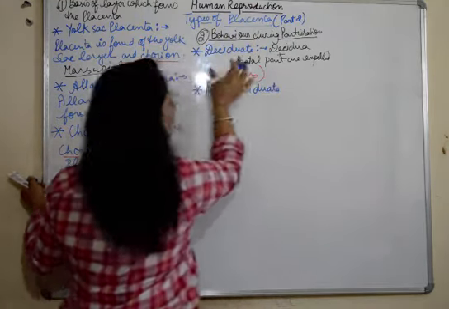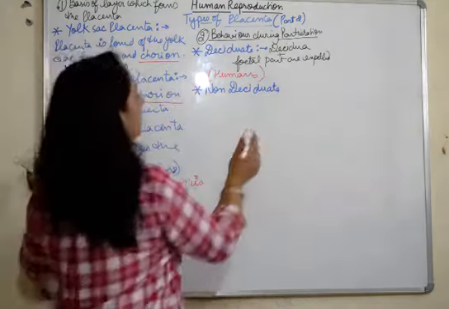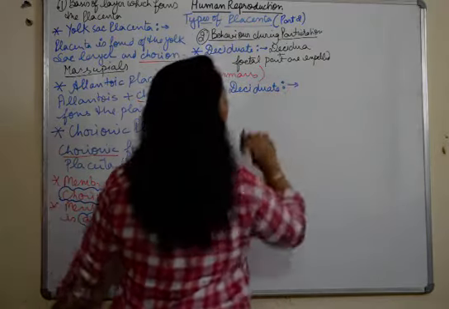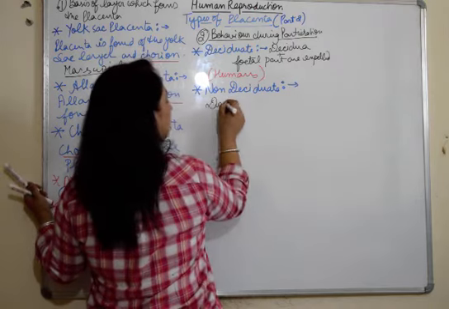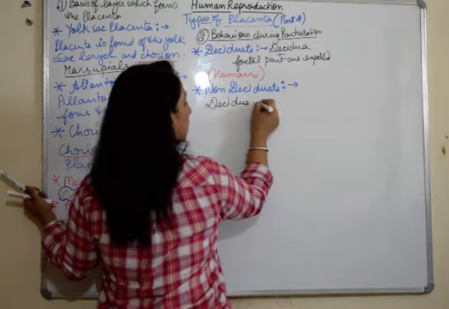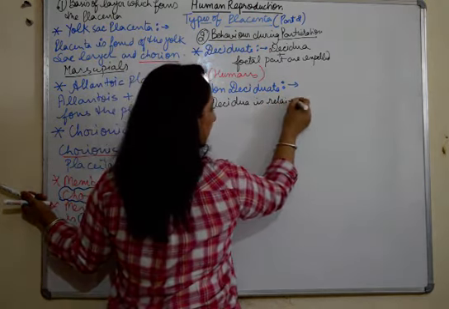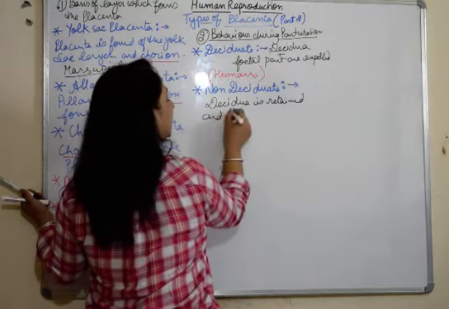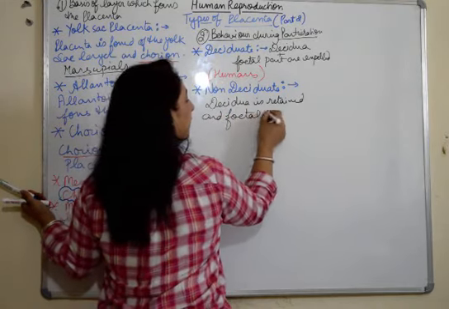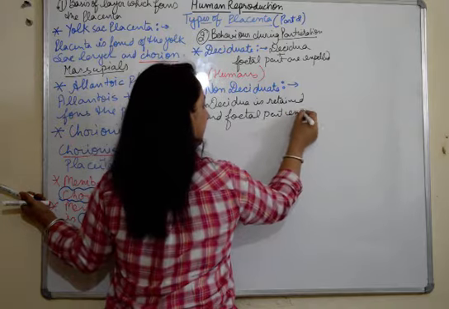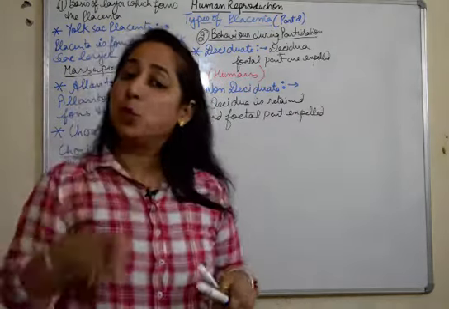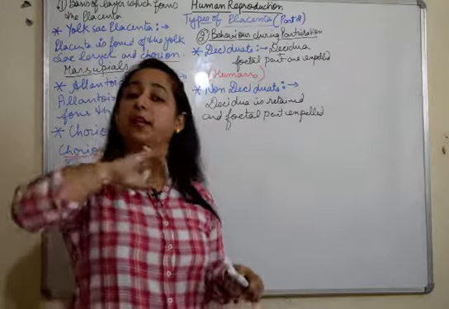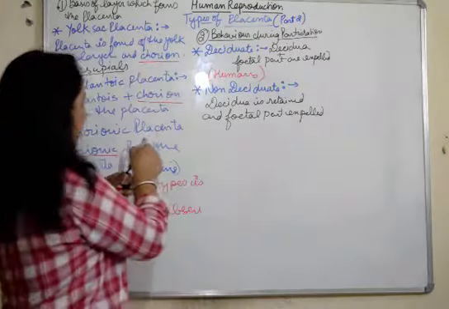Non-deciduate. So deciduate is decidua and fetal part. In non-deciduate part, decidua is retained and the fetal part is expelled. That means the decidua, the maternal placenta, is reabsorbed back into the mother's body, whereas the fetal part is expelled out of the body.